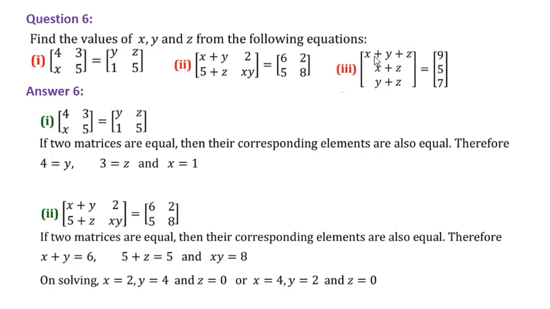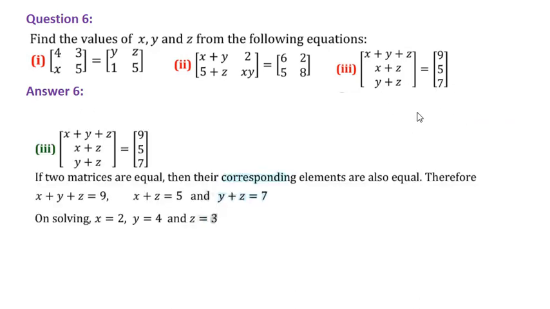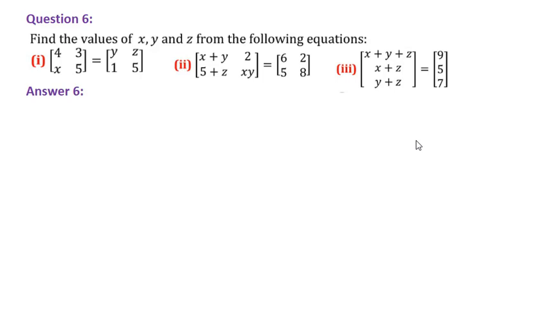In the third problem, I have x plus y plus z given as 9, x plus z given as 5, y plus z given as 7. So if I subtract x plus z from x plus y plus z, I will get the value of y. And similarly, when I subtract y plus z, I will get the value of x. So once I get the values of x and y, I can easily calculate the value of z. So this is how I can solve the third problem.